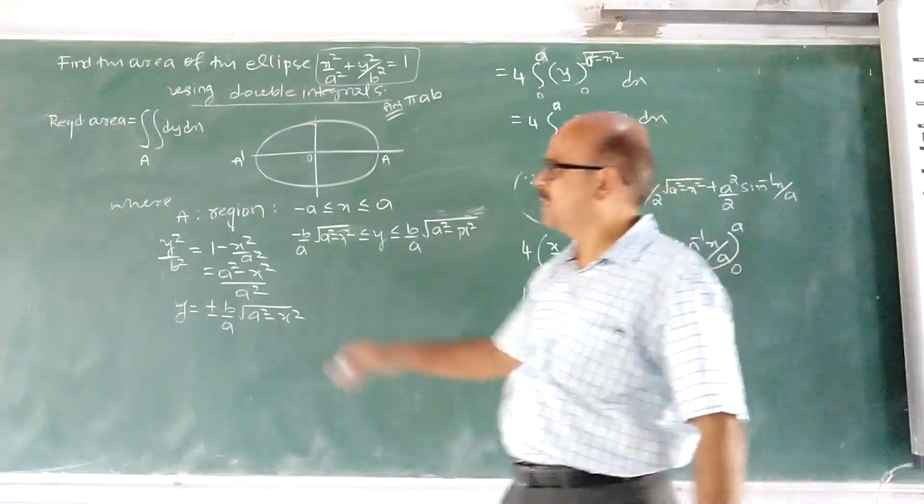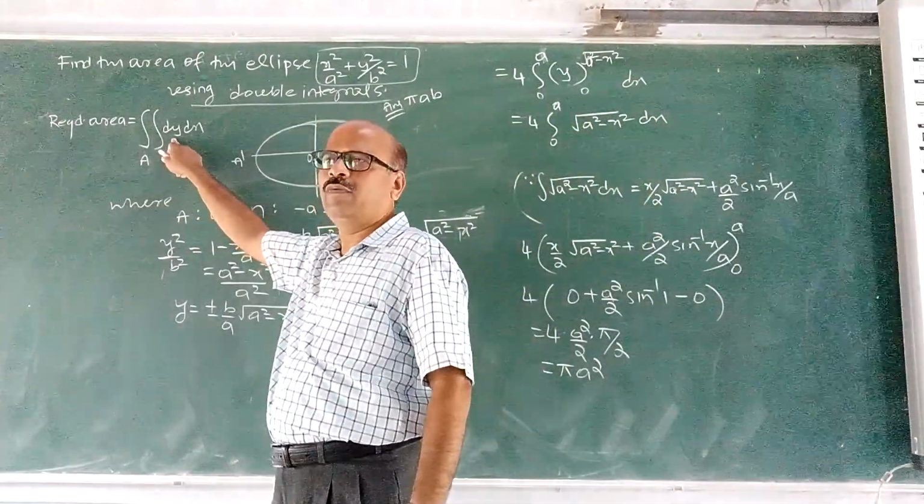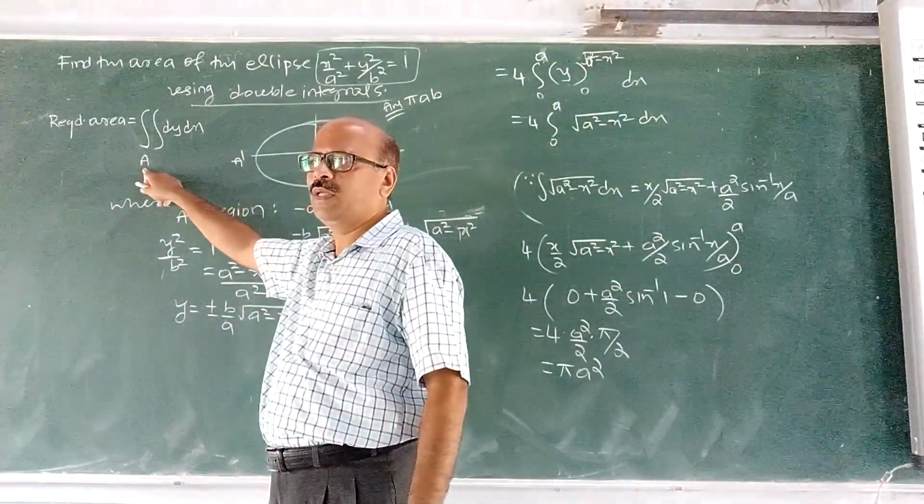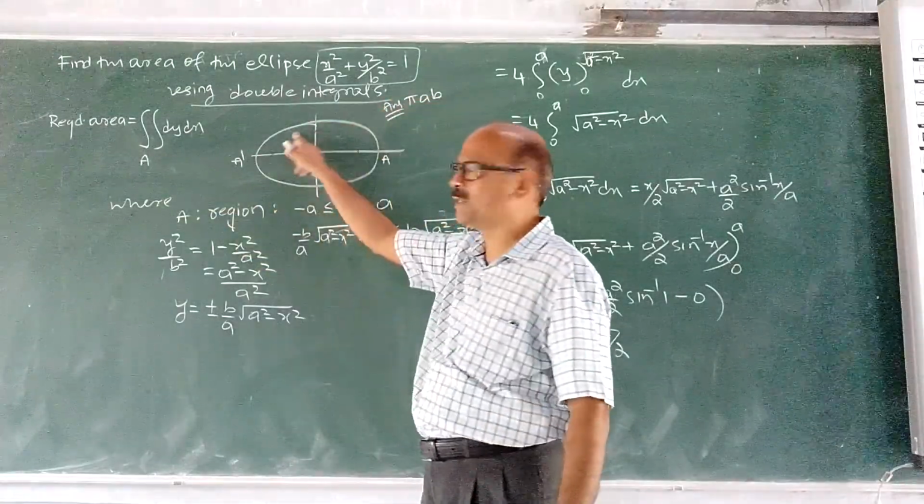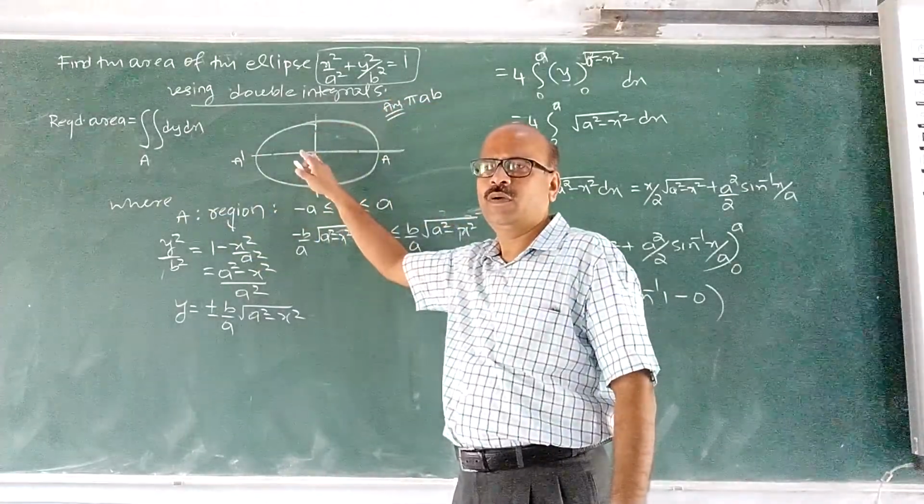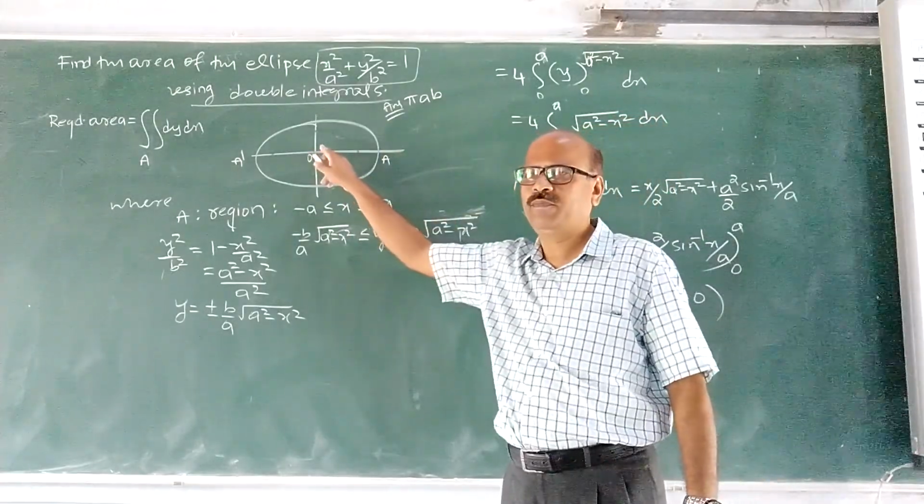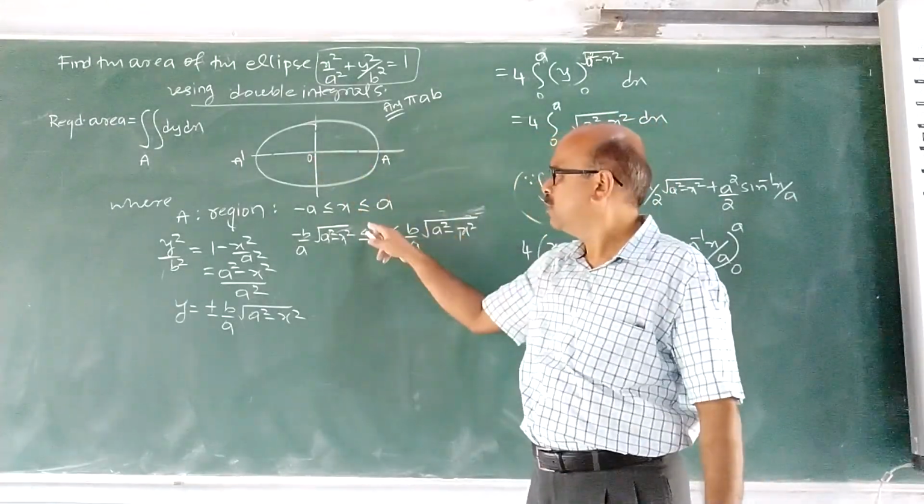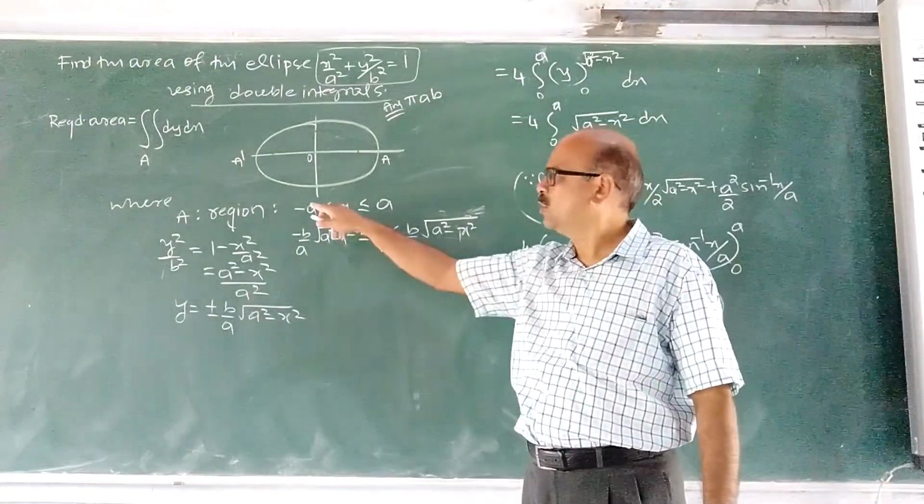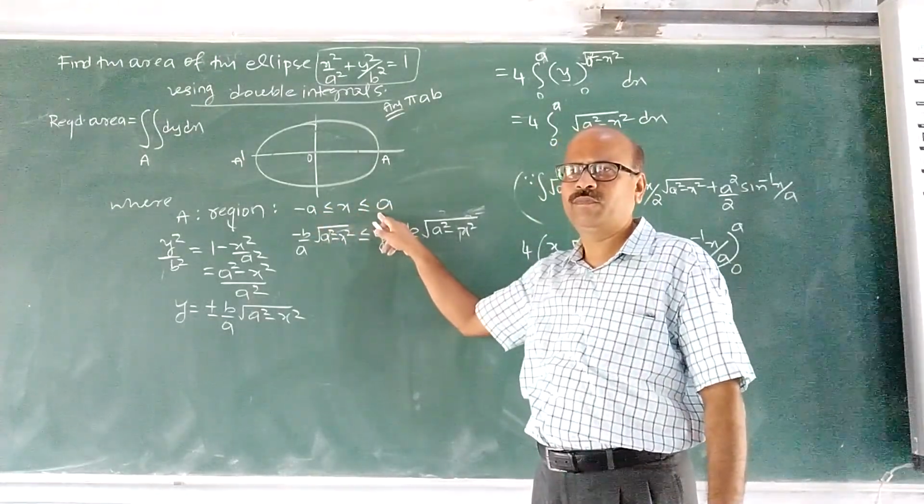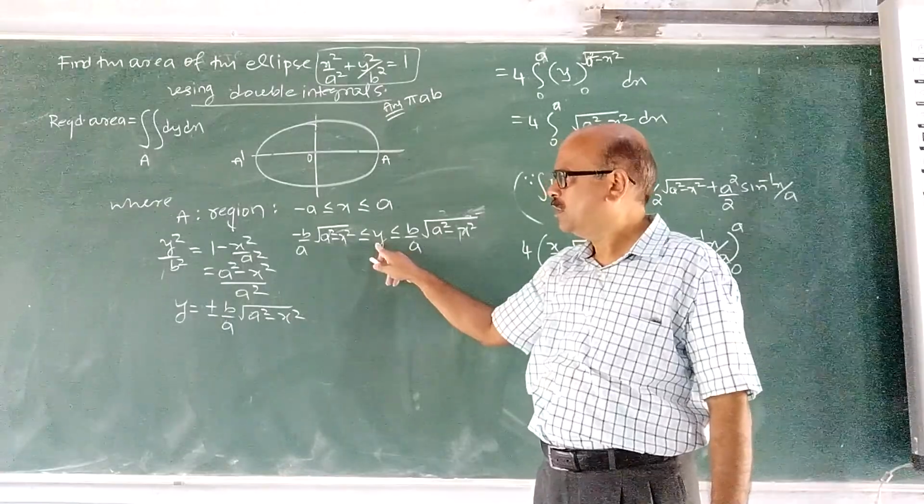In terms of double integrals, what is the area? Double integral dy dx over the region A. This region you have to express in terms of inequalities satisfied by x and y lying in that region. What is x? Greater than or equal to minus a, less than or equal to a. The y value you have to solve.